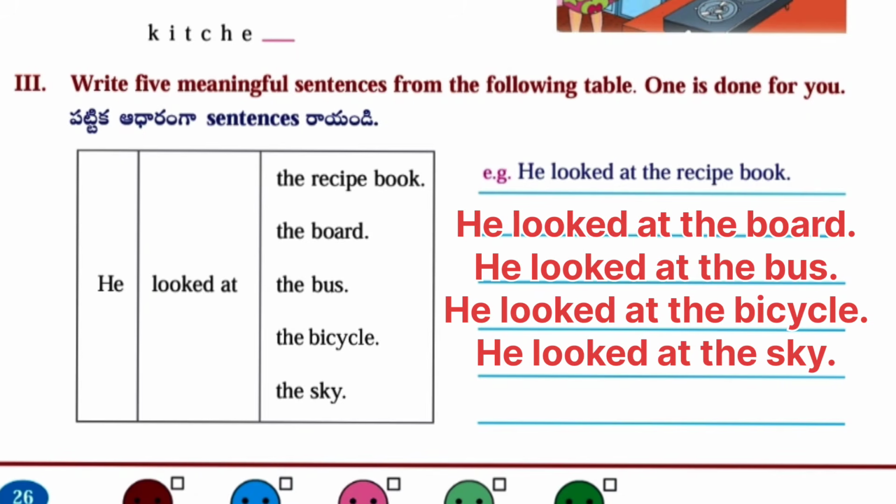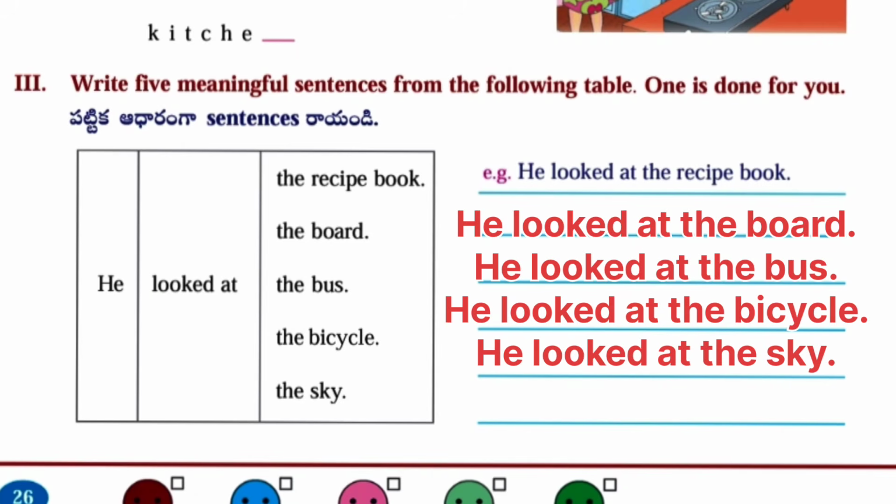Next, write 5 meaningful sentences from the following table. One is done for you. He looked at the recipe book, the board, the bus, the bicycle, the sky. Now we have to make some meaningful sentences by using these words or phrases. He looked at the recipe book. He looked at the board. He looked at the bus. He looked at the bicycle. He looked at the sky.